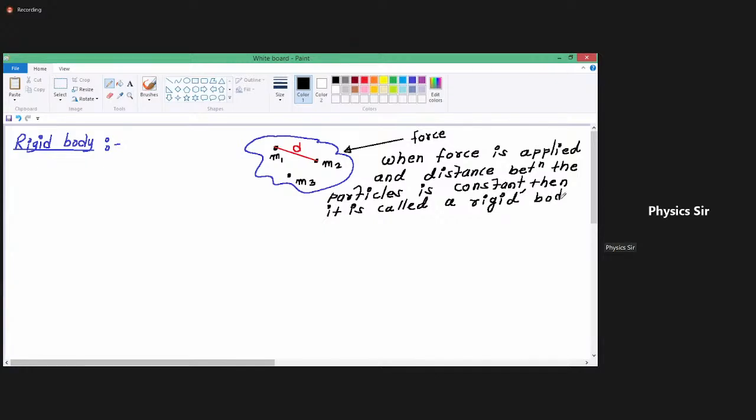But क्या कोई आइडियल रिजिड बॉडी है? सो द आंसर इज नो. कुछ ना कुछ कोई ना कोई वैल्यू ऑफ फोर्स पे हर एक बॉडी के बीच का शेप विल गोइंग टू चेंज. सो देयर इज नो आइडियल बॉडी.